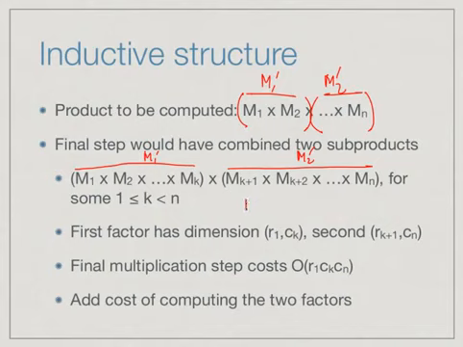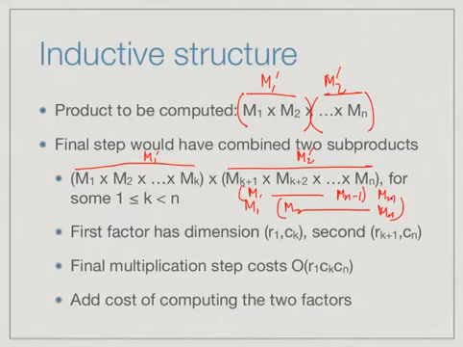In the extreme cases, I could have M1 on one side, and on the other side I could have done M2 up to Mn, this whole thing. Or I might have already computed M1 to Mn minus 1, and now I want to finally multiply it by Mn. Or it could be anywhere in between. So if I just pick an arbitrary k, the first one has R1 rows, Ck columns. The second one has Rk plus 1 rows, Cn columns. But we know that Ck is equal to Rk plus 1, so this multiplication will work.